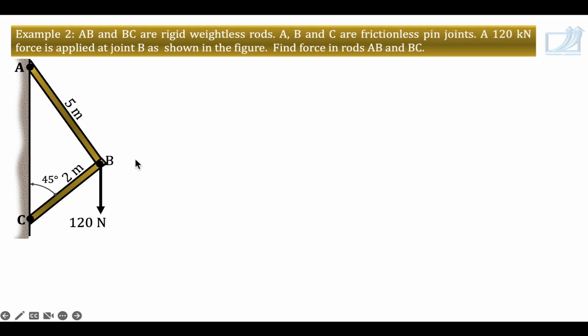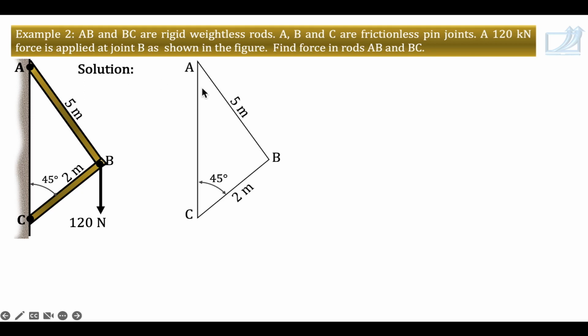Draw FBD of joint B. Before you draw any free body diagram, you should know the angle of the inclined member AB. So let's first of all find out that angle. So this triangle is nothing but this frame. Just draw a line diagram of the given system.